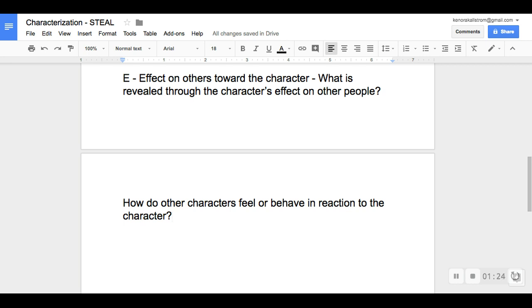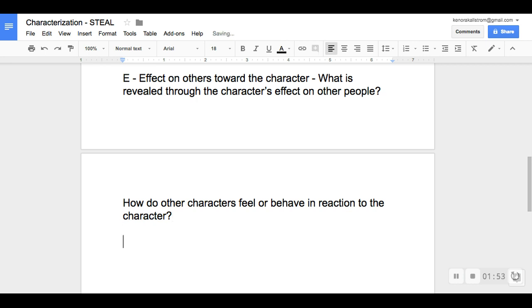Do they want to be around him? Is he a nice character? Is he outgoing? Does he have a lot of friends? Or is he a bully? Do they not want to be near him? Do they kind of cower in fear? So it's important to analyze how other characters react to that main character. How does the character affect others around them?